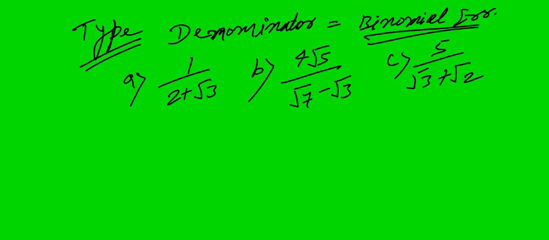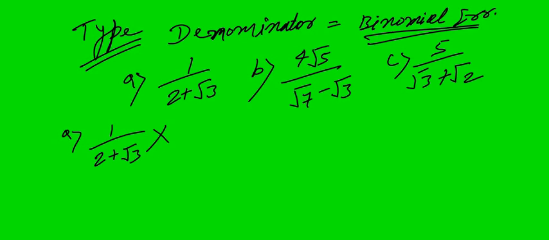Then what will we do? So basically we are going to talk about question number 1, 1 upon 2 plus root 3. So see here what we will do in rationalization. Basically, these types of question will be given, that is, a binomial is given.